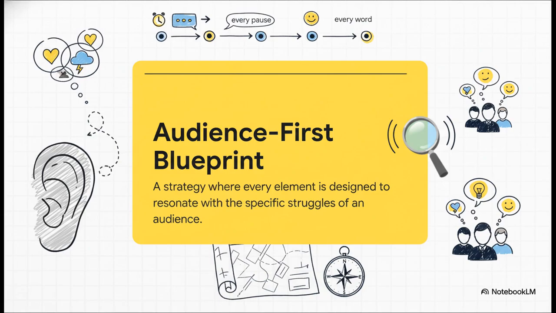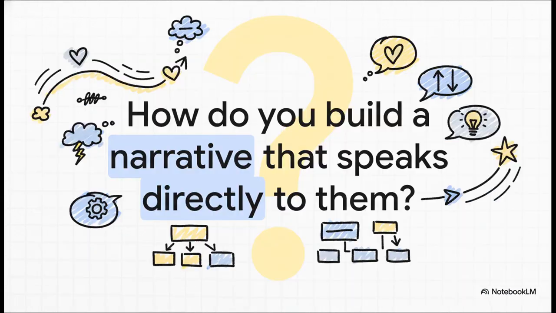So, here's the big idea. An audience-first blueprint is basically empathy made strategic. It means every single scene, every word, every little pause in the narration is deliberately designed to connect with the daily life and the emotional reality of this very specific group of people. It turns storytelling into an act of deep listening. Which, of course, leads us to the next big question.